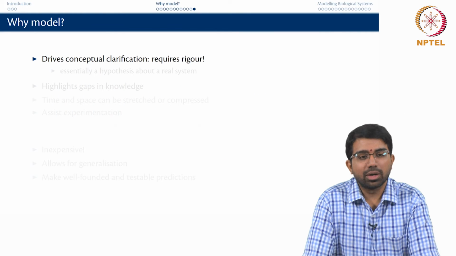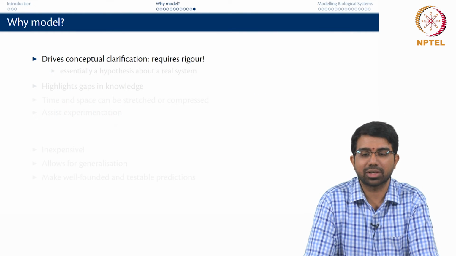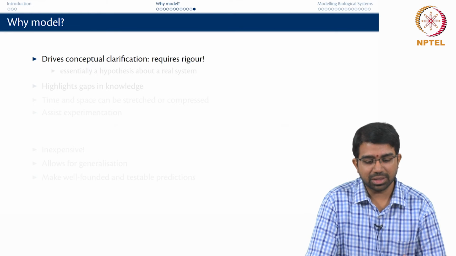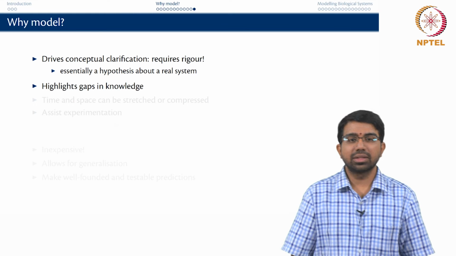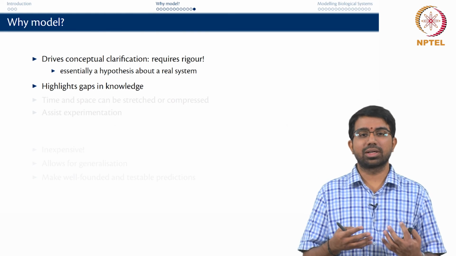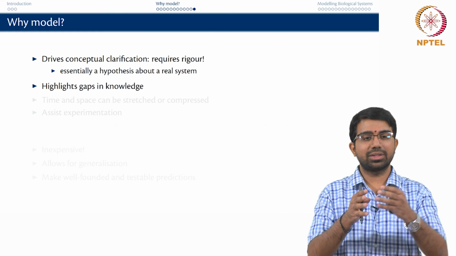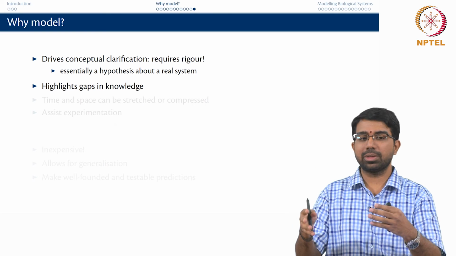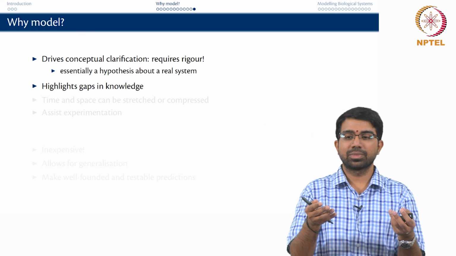So, why model? One very important aspect is it drives conceptual clarification and it requires some rigor, right. As I said, you basically commit to a hypothesis about a real system, and then it highlights gaps in knowledge. This is another very important aspect of modeling a system. You build a model of a system, you find that it does not work. You find that it has certain disagreements with what is observed in reality, what is observed through experiments, and then there is a particular gap that needs to be fixed, right.